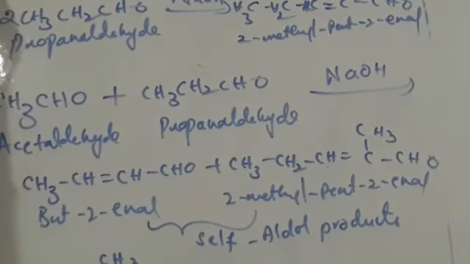Cannizzaro reaction. So Cannizzaro reaction takes place in aldehydes which do not contain any alpha hydrogen atoms. Okay? So it takes place in aldehydes which do not have any alpha hydrogen atoms. And those compounds undergo self-oxidation and reduction, which is also called disproportionation reaction.